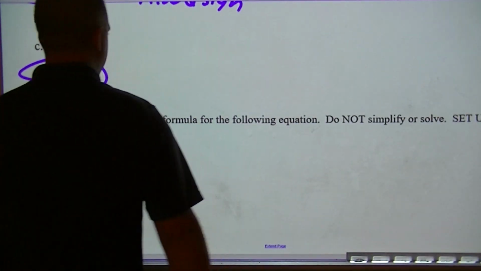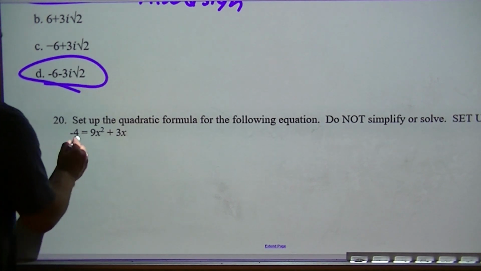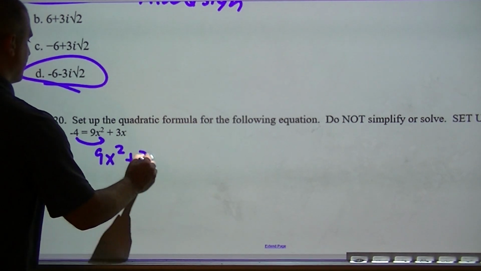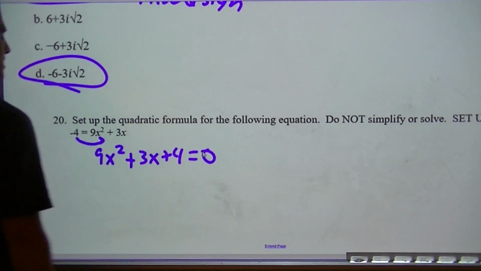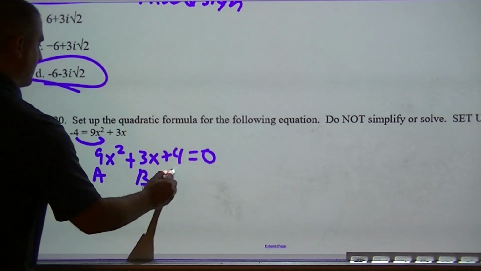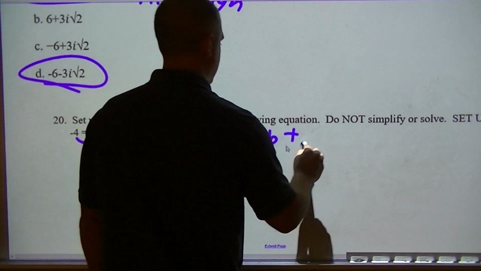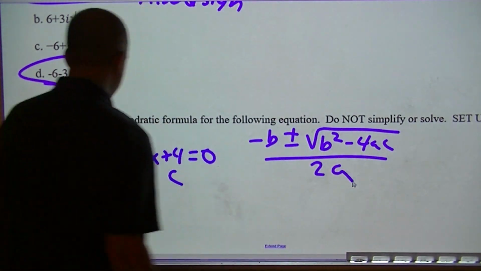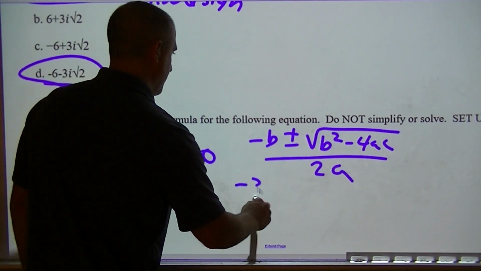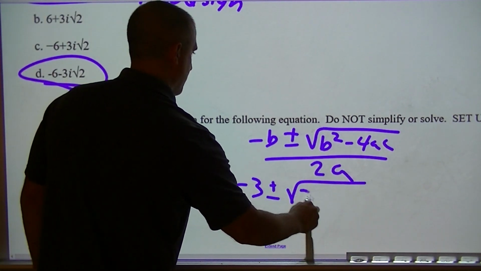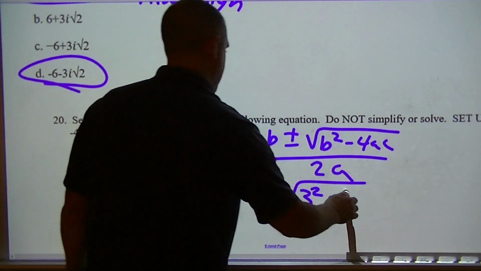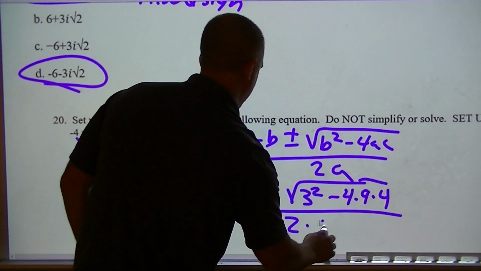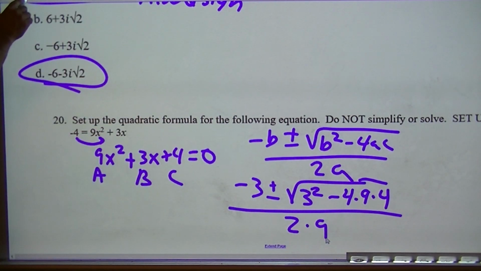And then question number 20. It says set up the quadratic formula for the following. Do not simplify. All right. Now we got to move that negative 4 back over, which makes that 9x squared plus 3x plus 4 equals 0. Okay. Now this is my A. This is my B. This is my C. In the quadratic formula, so what I would do is that's going to be negative b plus or minus the square root of 3 squared minus 4 times 9 times 4, because that's the c, all over 2 times 9. And that's adequate enough for the quadratic formula.